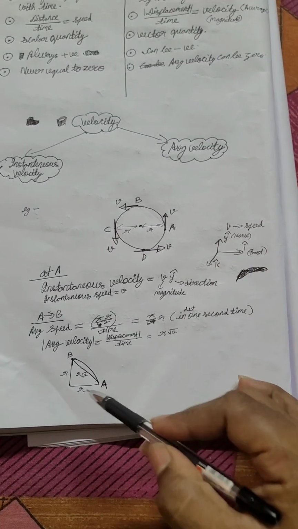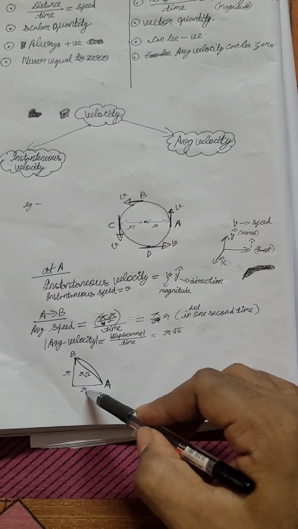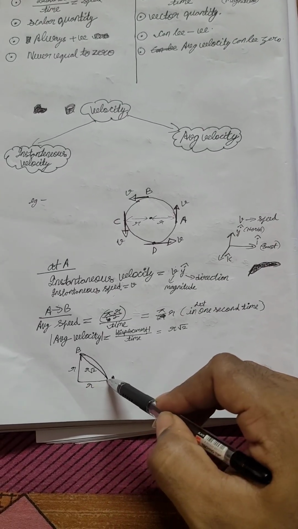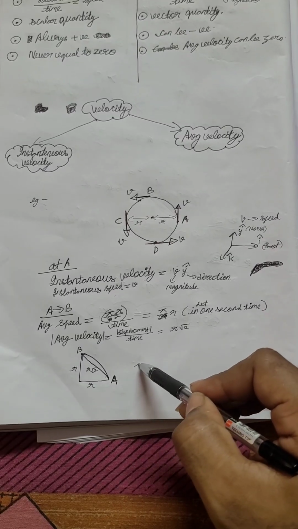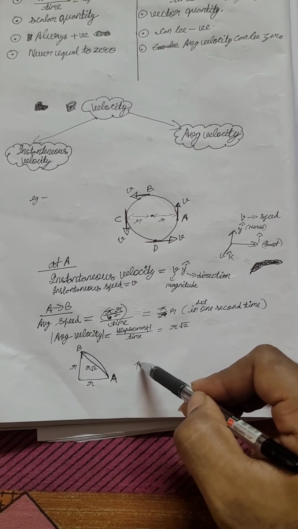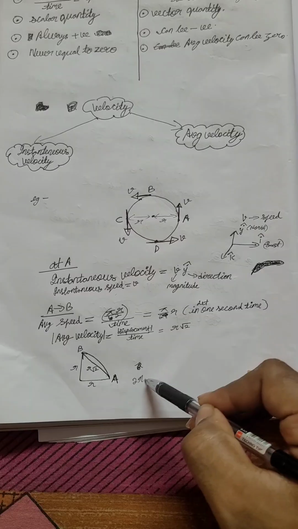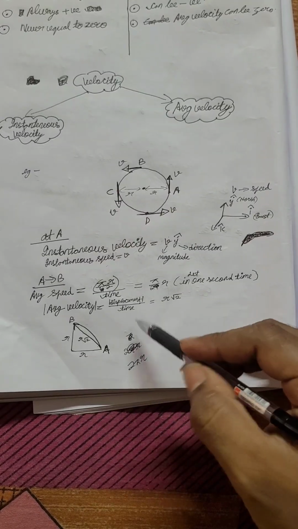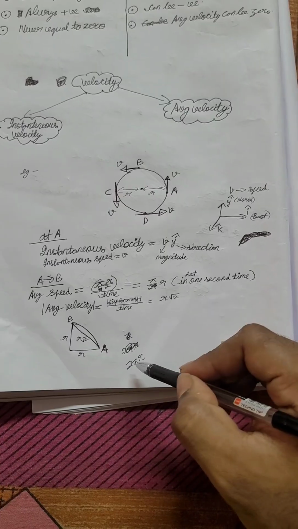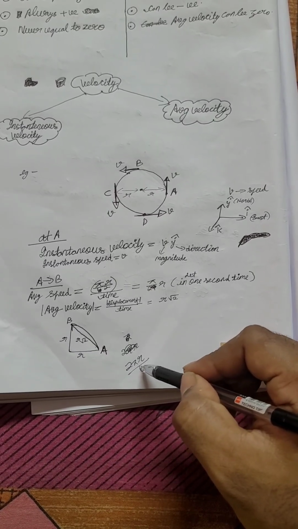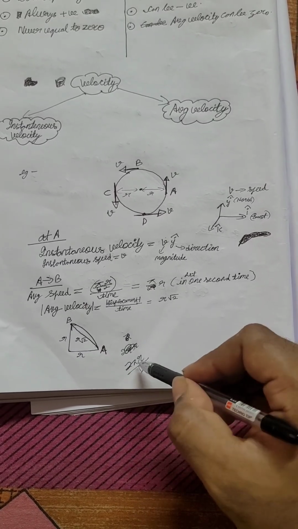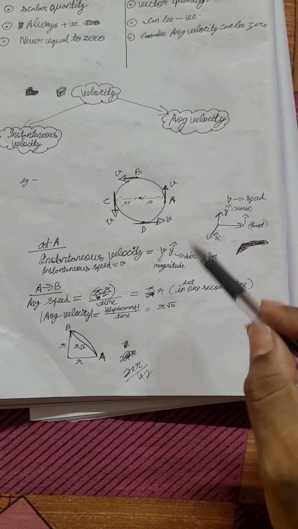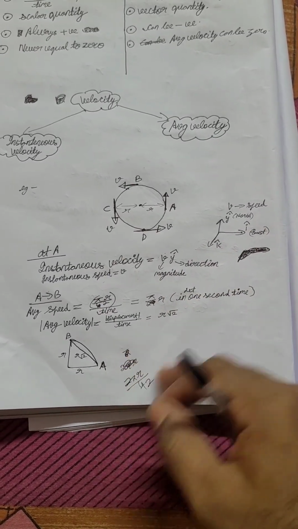See, pi r by 2 because it is a quadrant. You know the formula of a quadrant. 2 pi r is the total perimeter of a circle, and we are taking 1/4 of it. 1/4 means 1 by 4. So pi r by 2 for the quadrant. Understand it in this way.